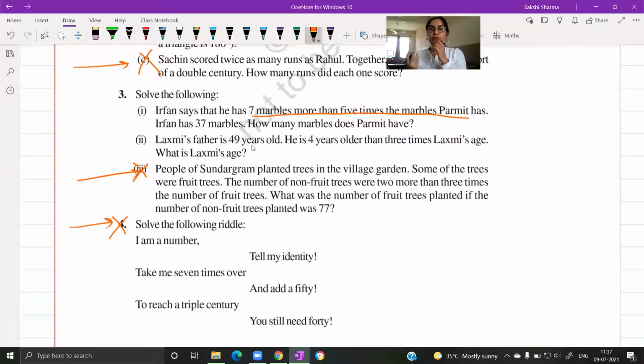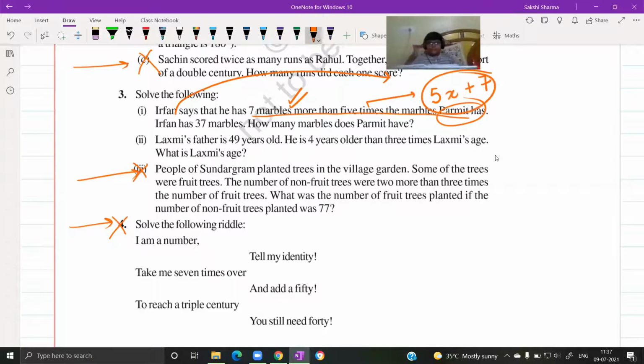So, if we assume कि Parmeet के पास X marbles हैं, तो उसका 5 times क्या होगा? 5x. फिर आपको 5x पर 7 marbles more करना है, वो हम कर देंगे by adding 7. This tells you कि इरफान के पास कितने marbles हैं. इरफान के पास 5x plus 7 marbles हैं. This is the number of marbles Irfan has.